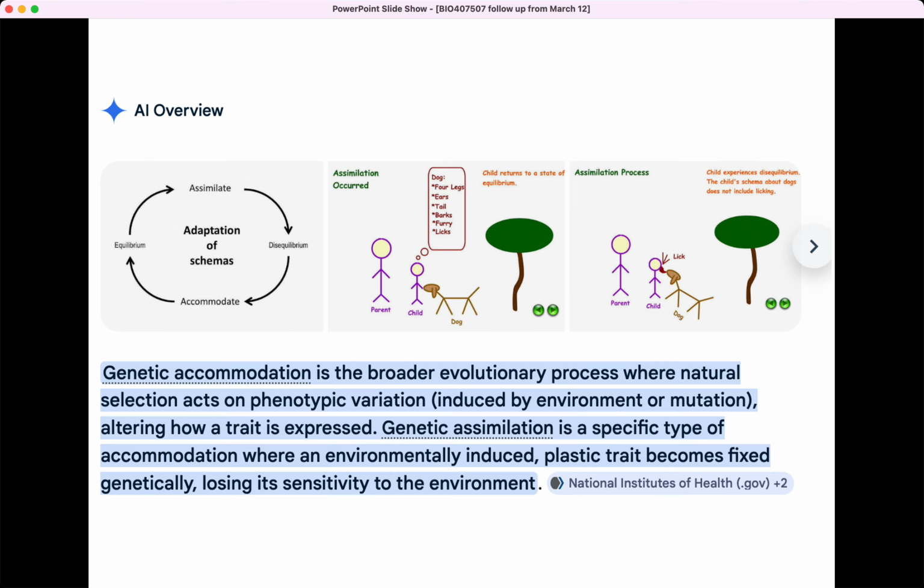And the term that was used was genetic assimilation. So both those terms are on here. It's good to have those terms. Again, I'm not going to say, hey, what's genetic accommodation? But you can bring that.